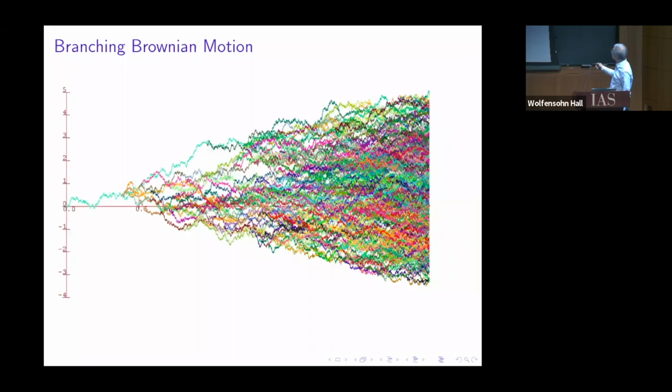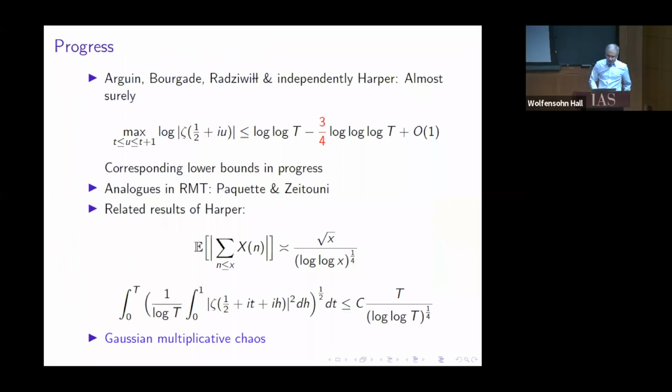what is the maximum of all of these particles? How large can it get, or how small can it get? And this turns out to be the story for zeta of half plus it. There's been a lot of progress on this by Harper, Arguin, Bourgade, and Radziwiłł. So we'll hear more about this from Louis-Pierre's talk tomorrow.